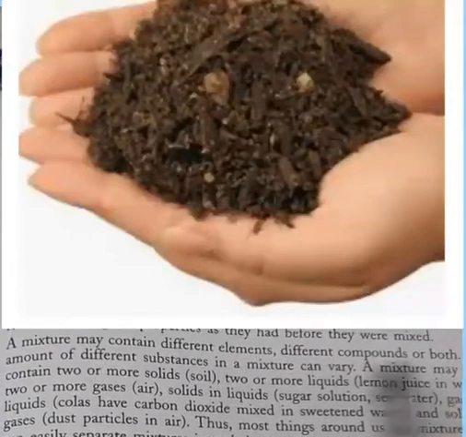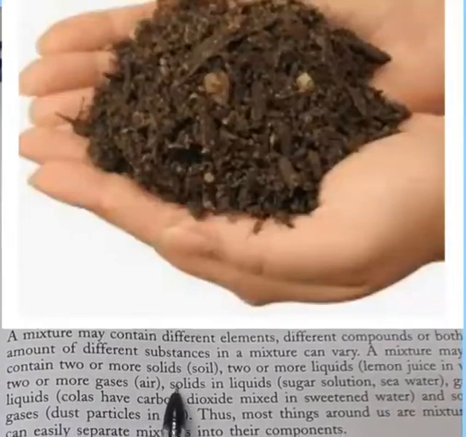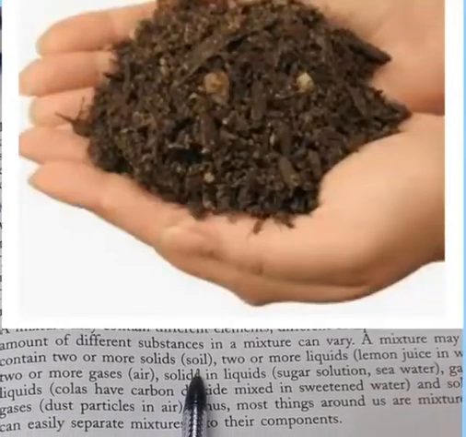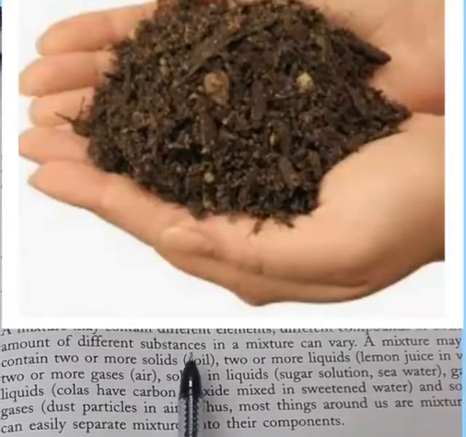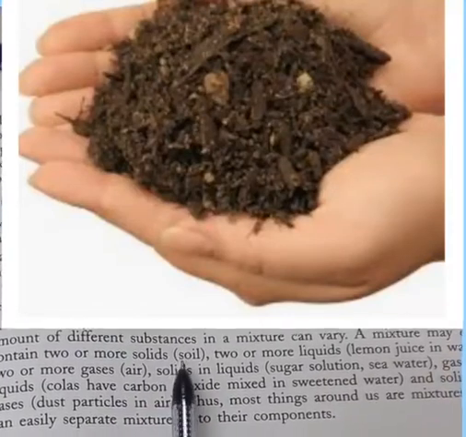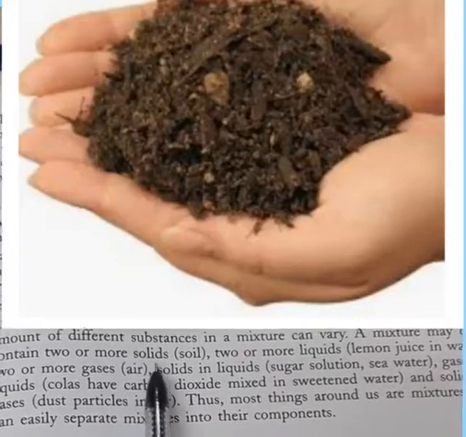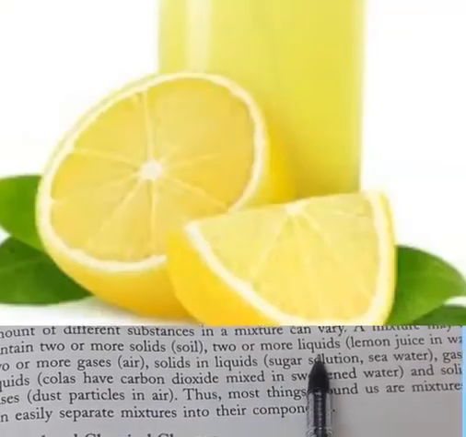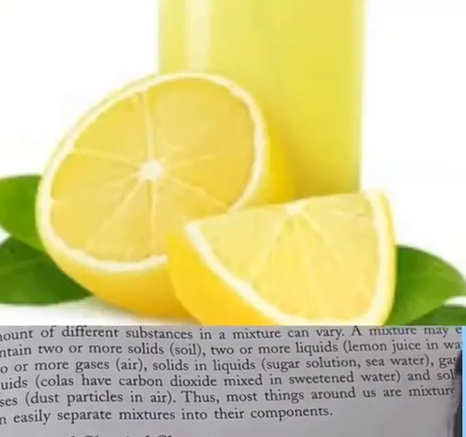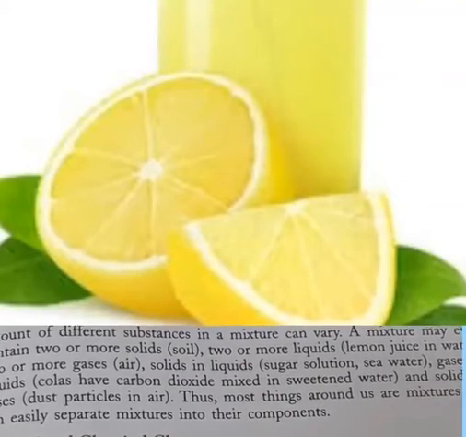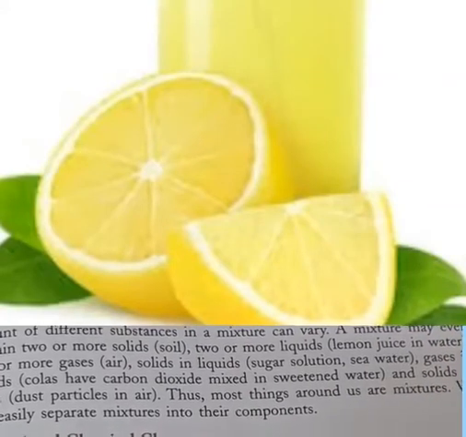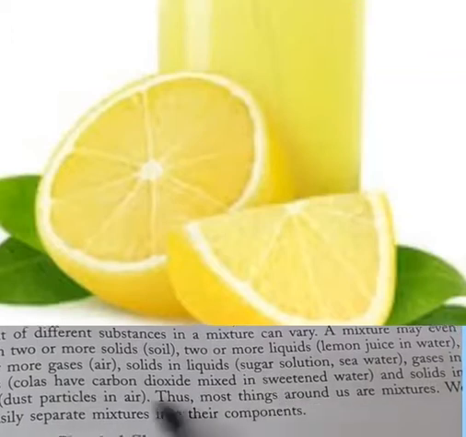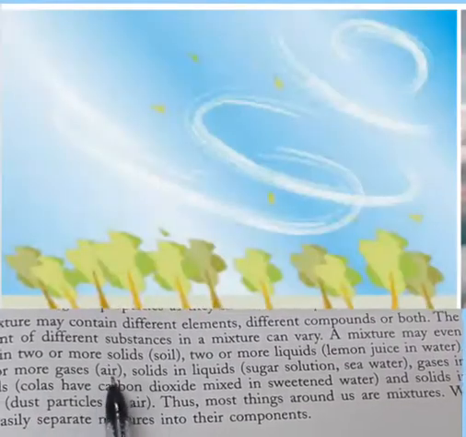A mixture may even contain two or more solids. For example, soil. Soil is mitti. In soil, you must have seen stones and soil mixed together. So it is a mixture of two or more solids. Two or more liquids, like lemon juice in water. When water and lemon juice are mixed together in any ratio, then that is a mixture of two or more liquids. Two or more gases, that is air.